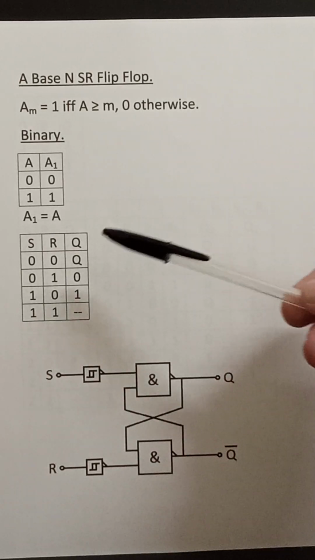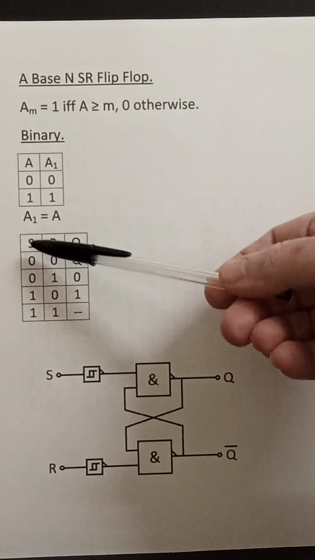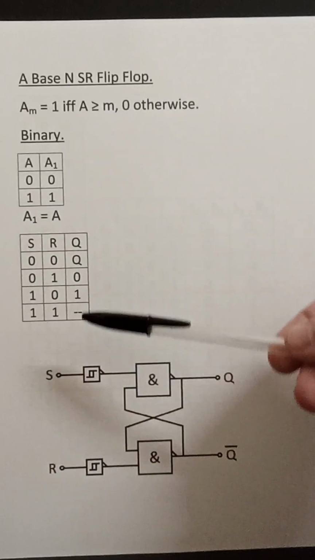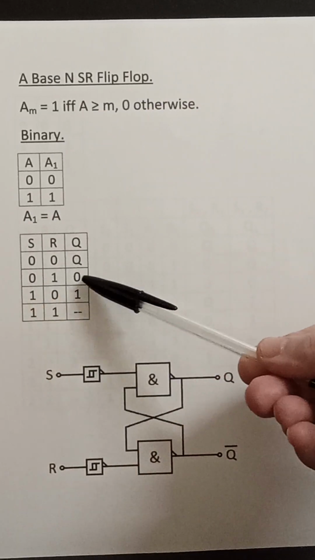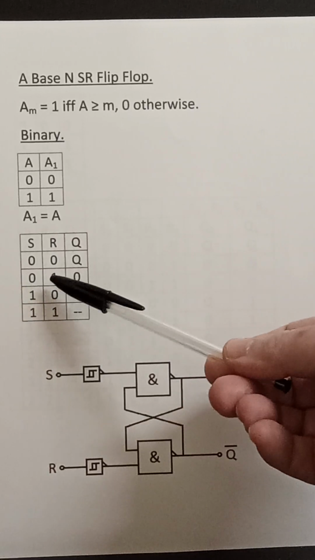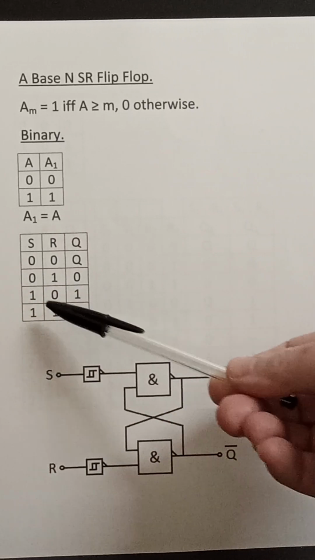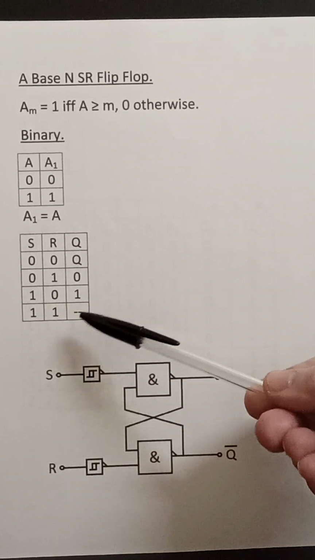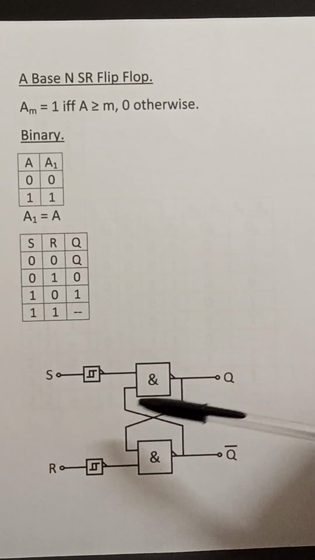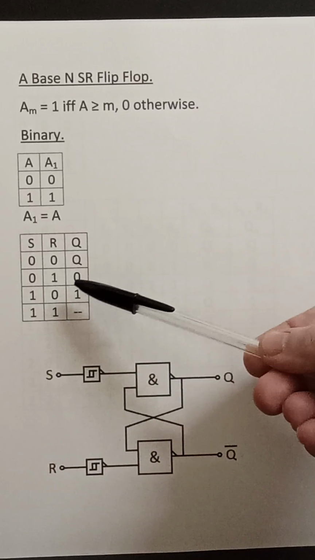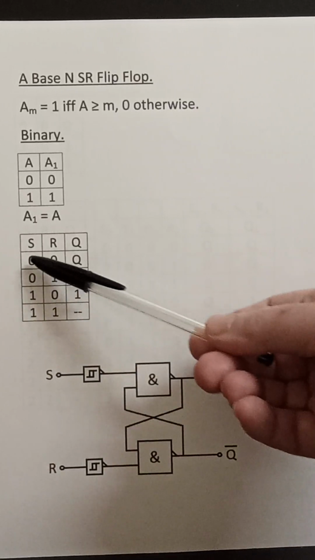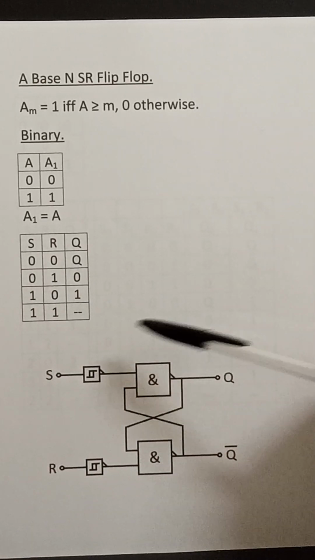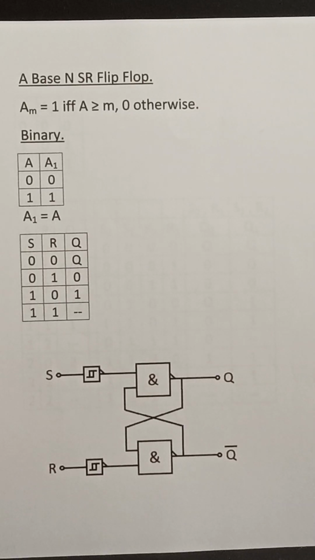Right, so these are S and R, input set and reset, and Q the outputs, Q and not Q. Basically you set a 0 with S equals 0 and R equals 1, and set a 1 with S equals 1 and R equals 0, and 1 1 is a prohibited state. So the idea is you set the 0 or the 1 and then you get it to the hold state, which is S equals 0 and R equals 0. So yeah, that's the binary case.